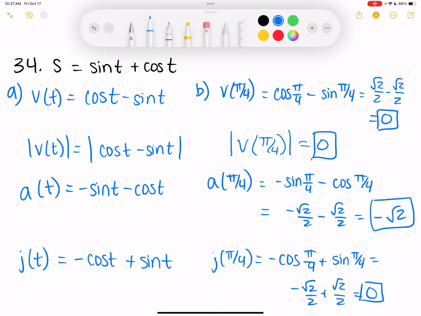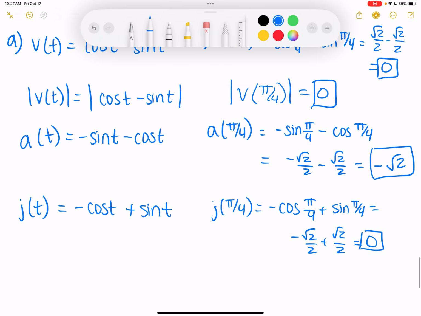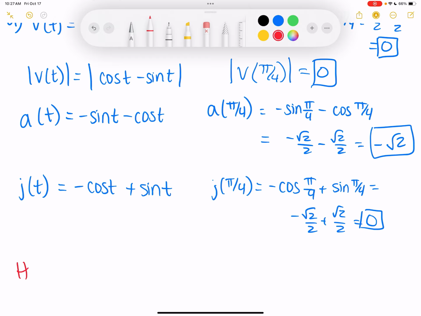All right, so problems with this section. Oh, there they are. I was like, where are they? 1, 5, 9, 11, 13, 19, 21, 25, 29, and 33.